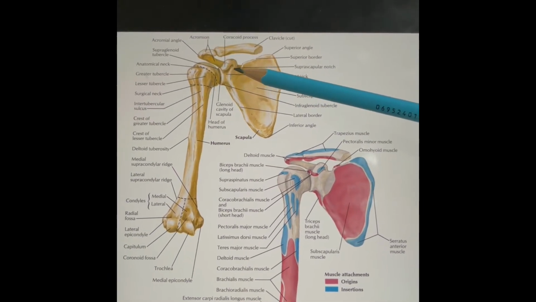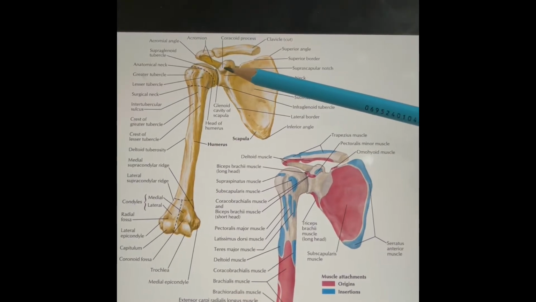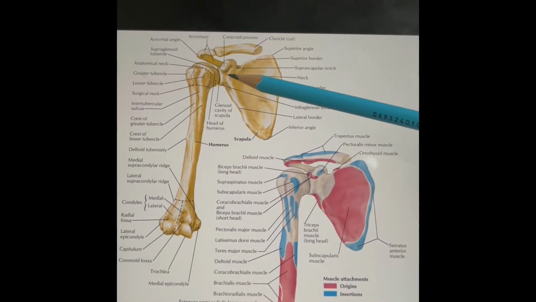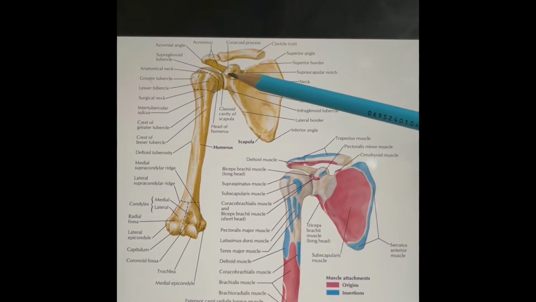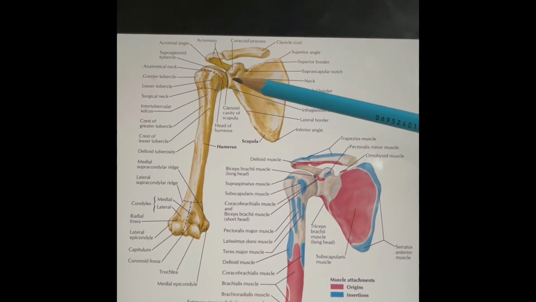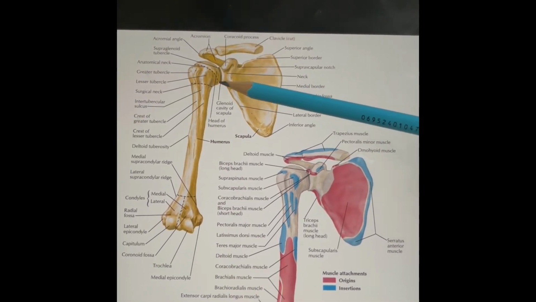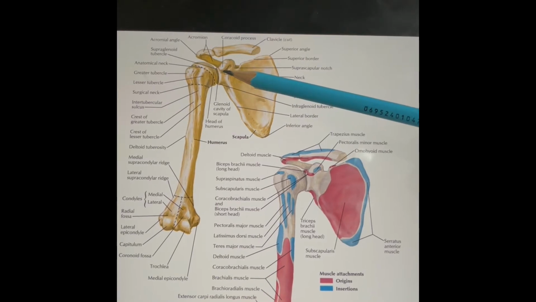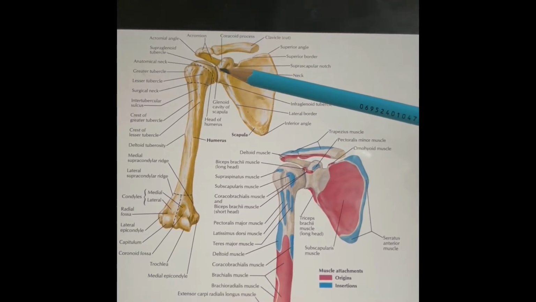Now this is the coracoid process. The coracoid process is a bulge from the neck of the glenoid, and it has attachment for very important muscles, which are the coracobrachialis and biceps brachii muscles.